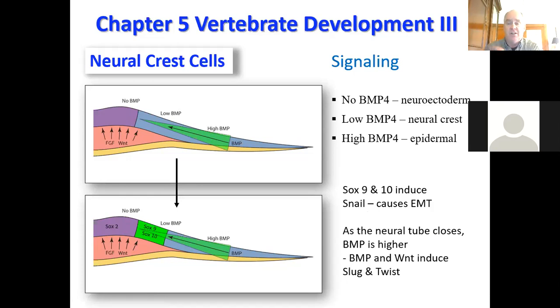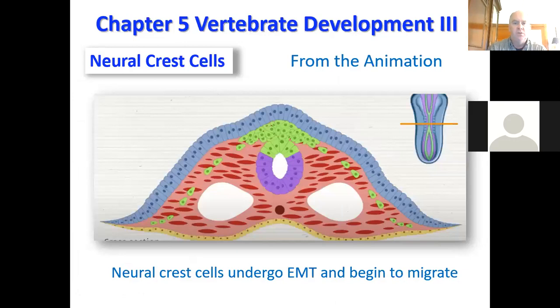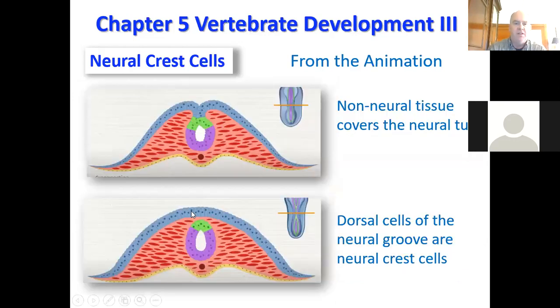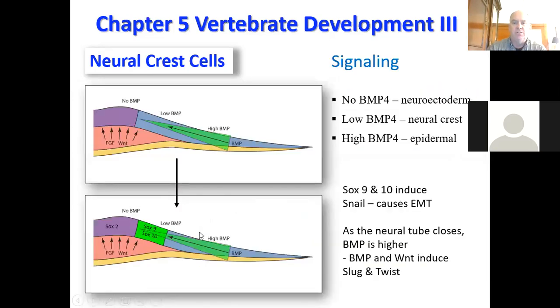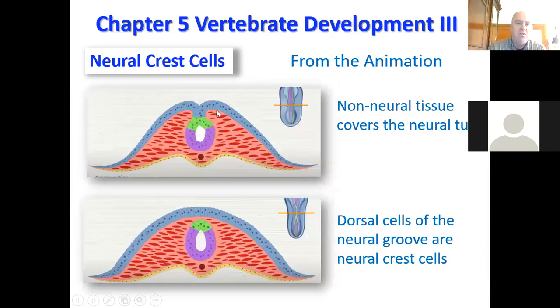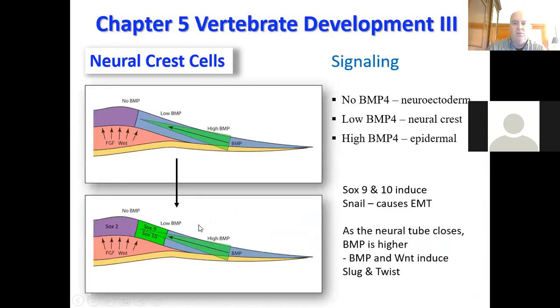And by the way, I changed this today because I looked it up and it was wrong the way it was in the notes before, so I fixed that. Okay, and then as the neural tube closes, as you get to this stage, then you get Slug and Twist coming up. Because when this thing is closed, remember you've got BMP coming from the side, and you've got Wnt coming from underneath, all around here. So you get a really high concentration of Wnt and BMP4, and that brings up Slug and Twist. And Slug and Twist then also help with the crawling and the neural cresting of the cells.